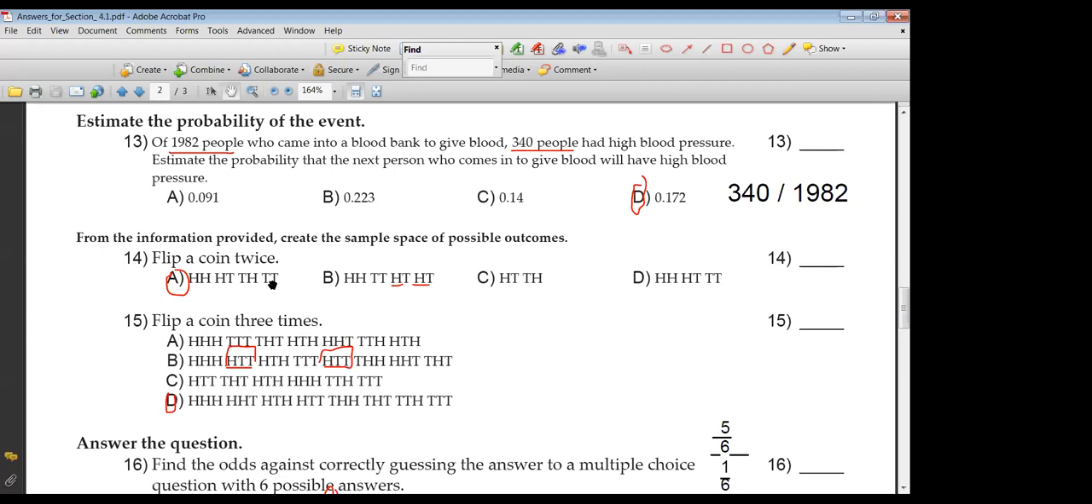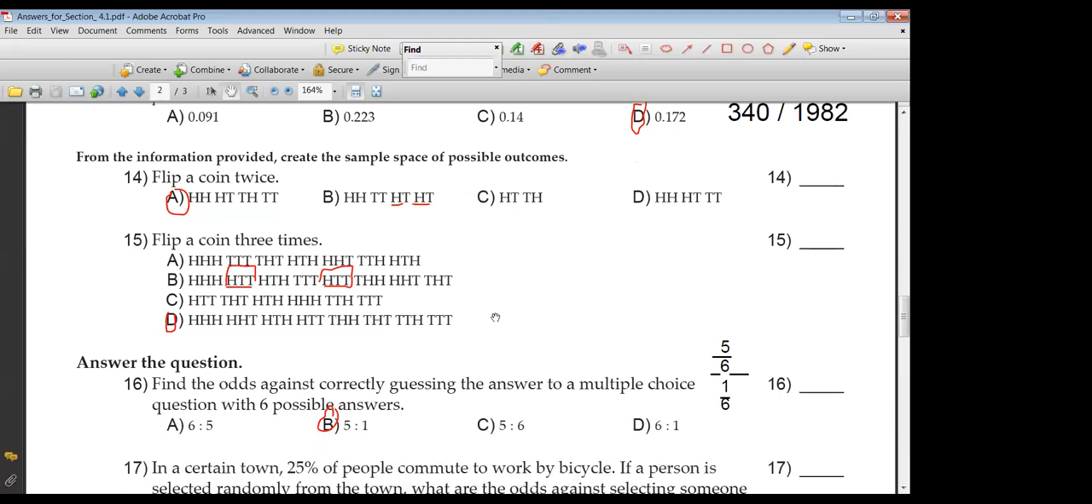If I roll a coin 4 times, my sample space would be 2 times 2 is 4, times 2 is 8, times 2 again would be 16. All right. Doing it 3 times, 2 times 2 times 2, well, that's 8. There's 8 outcomes.